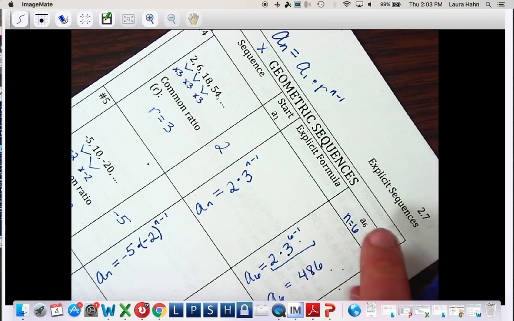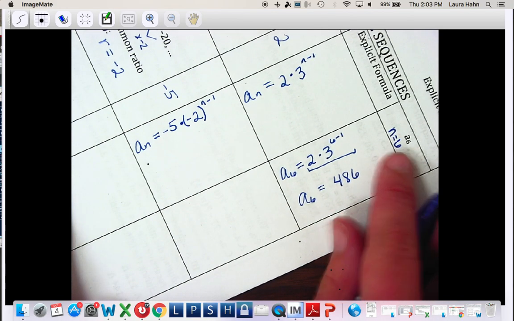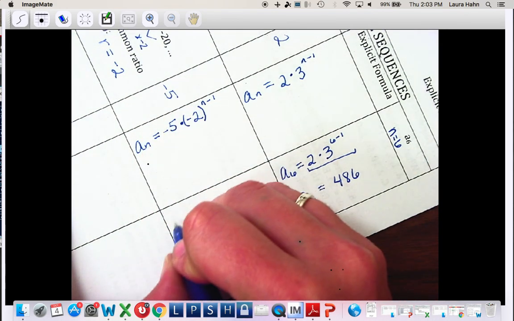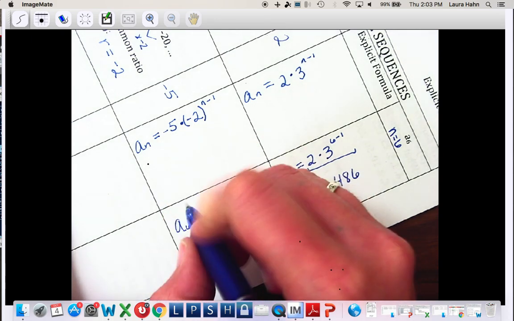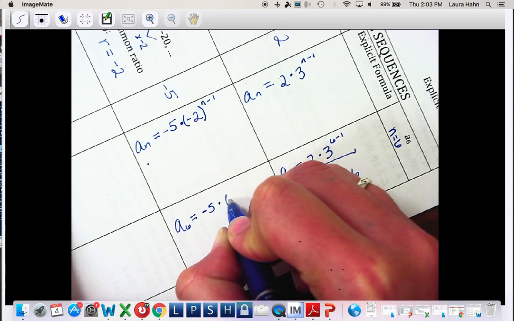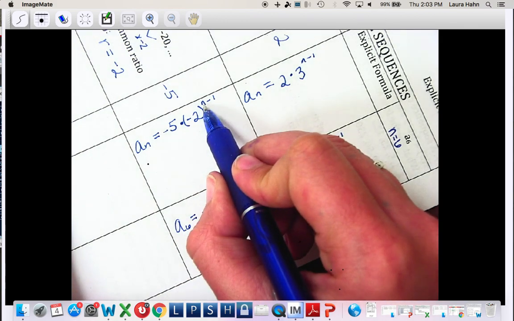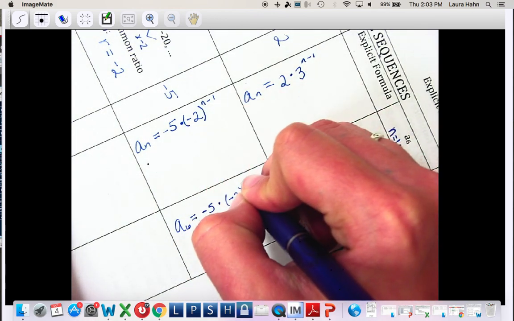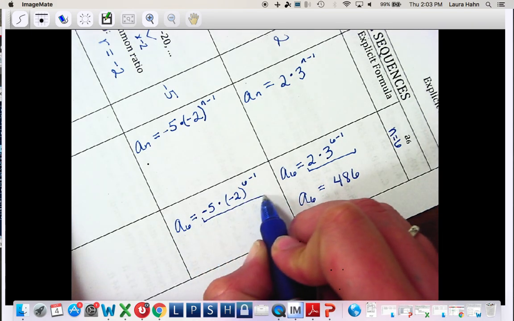All right, so if we want to find our sixth term, I need to plug in 6 anywhere I see n in my formula. So I'm going to put a sub 6, so my sixth term will be equal to -5 times, remember you want -2 in parentheses, raised, remember we want n to be 6, so I'm going to raise it to 6 minus 1. So now all I have to do is type this piece into my calculator.